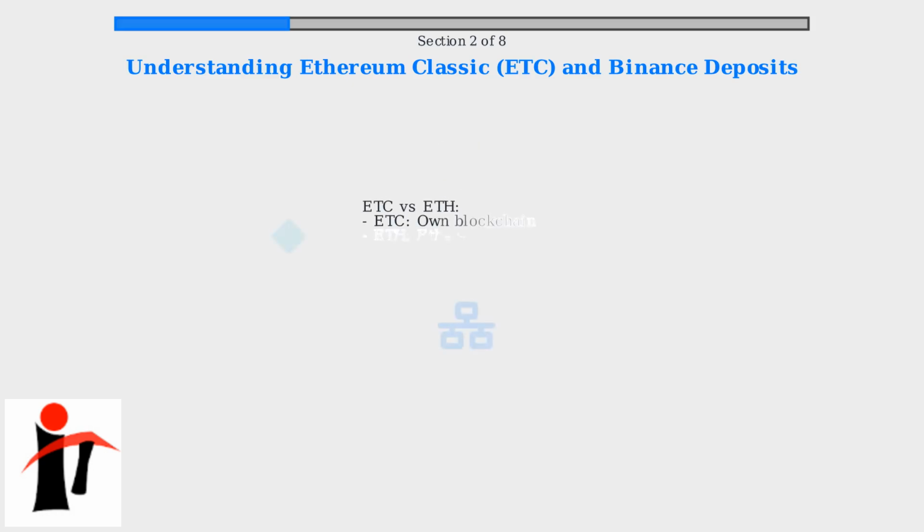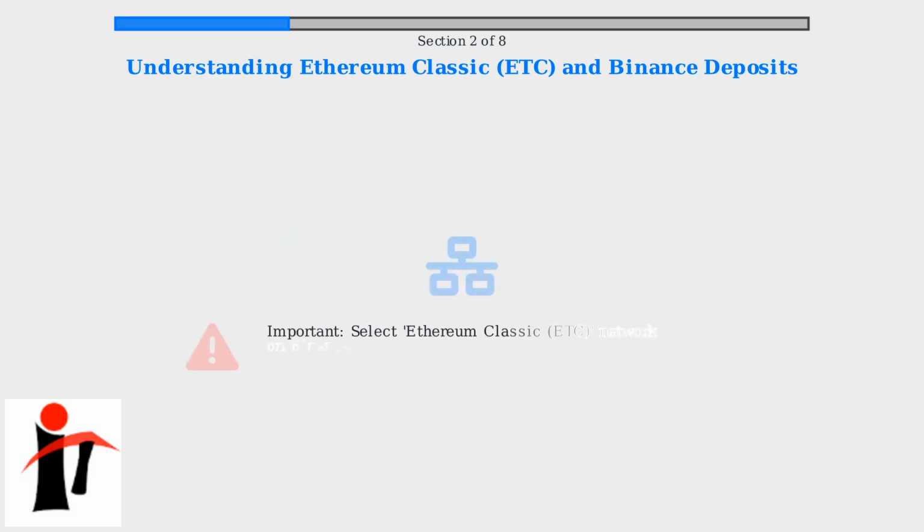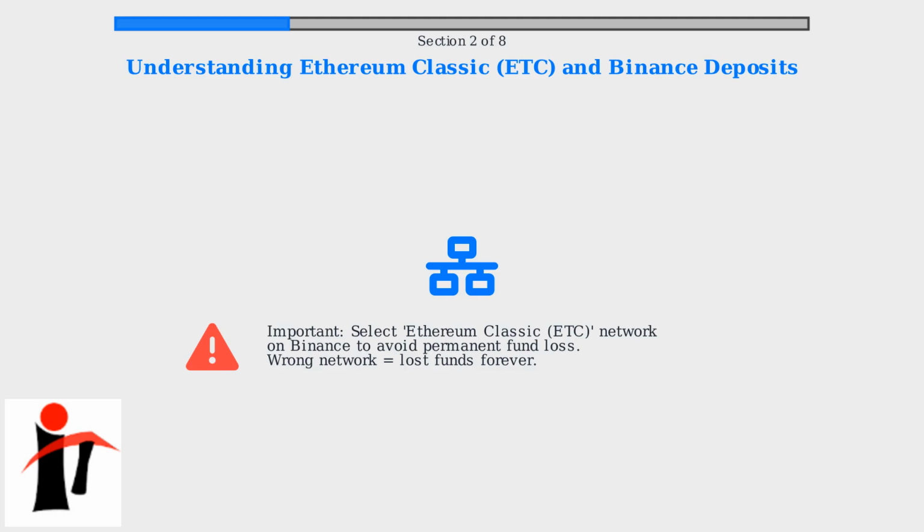To deposit ETC on Binance, you must select the Ethereum Classic ETC network. This is crucial because ETC operates on its own blockchain, separate from Ethereum's network. Confusing the two can lead to sending funds to the wrong chain. Network selection is vital for Binance deposits. ETC uses the Ethereum Classic ETC network, also known as ECIP 1099. Sending ETC to the wrong network, like Ethereum's, results in permanent loss of funds because cross-chain recoveries are impossible.